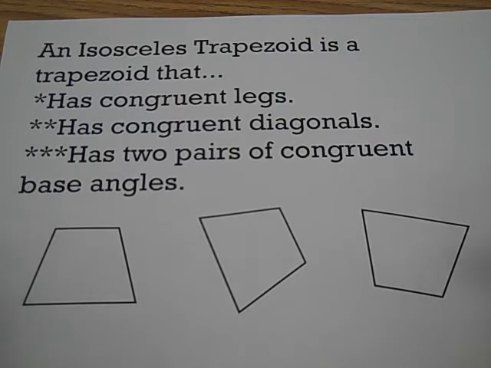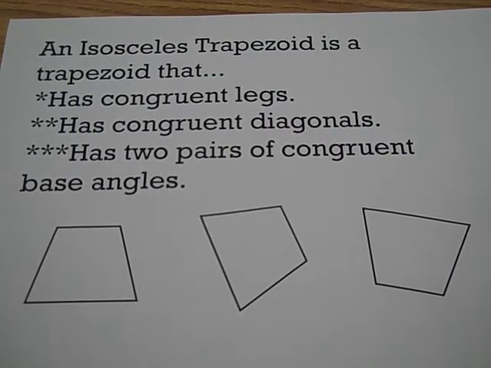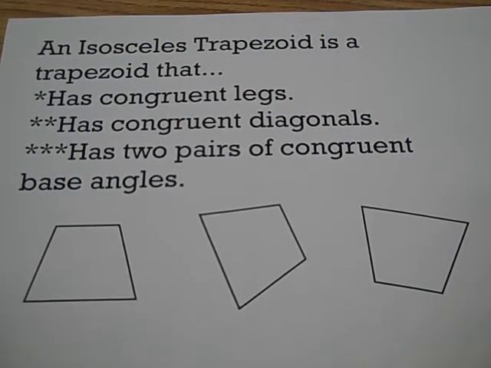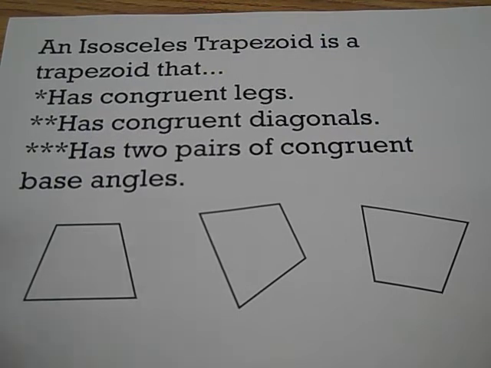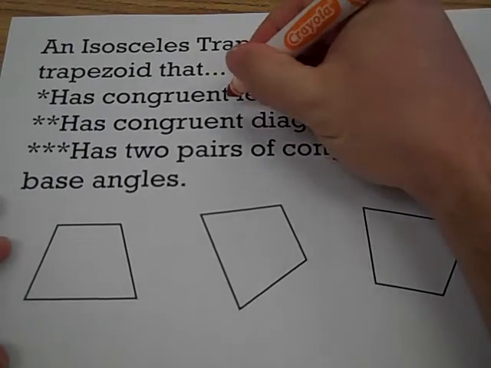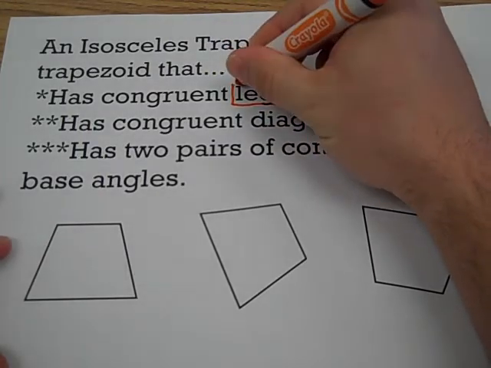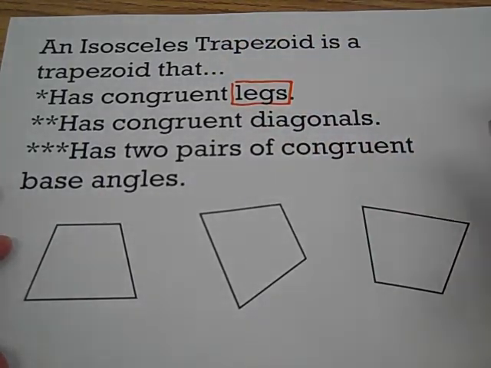We're going to talk specifically about isosceles trapezoids. That word isosceles is a word we used earlier in the year when we talked about isosceles triangles. And in an isosceles triangle, we had two congruent sides. And that's the case here in an isosceles trapezoid. So the legs are congruent. The legs are the two sides that are not parallel.